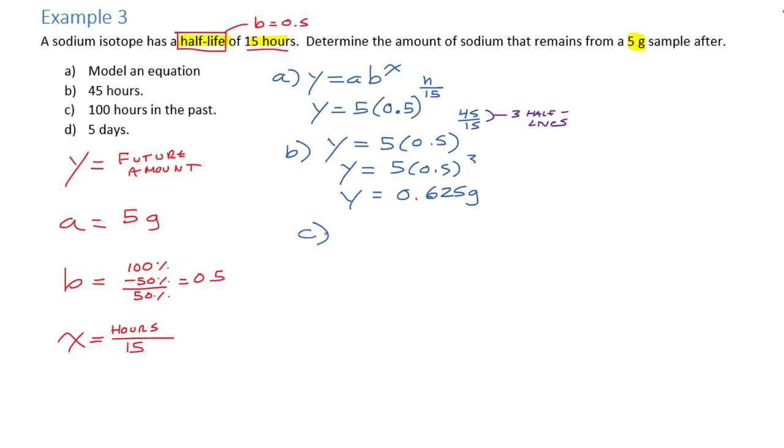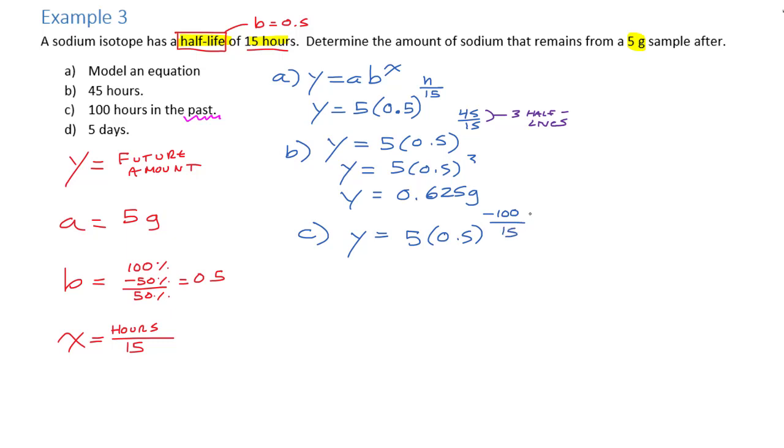Now, what if we do it 100 hours in the past? Well, here's the secret. This doesn't say 100 hours in the future. I almost skimmed over this. 100 hours in the past. So in other words, we're going back. So what we're going to do here is, all right, we got 0.5, except this is going to be negative 100. So we're saying how much did we have in the past previously, right?